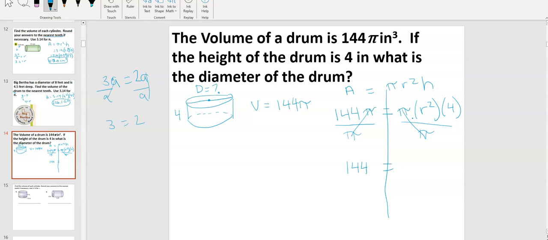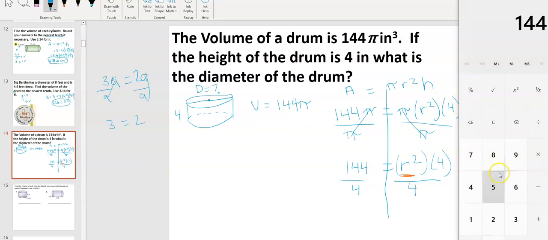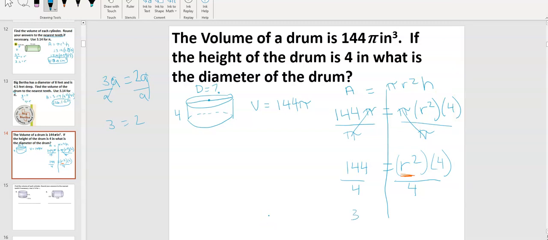So after I divide by pi, I'm going to get 144 equals r squared times 4. I want r all by itself. This is the one I want alone. So I'm going to get rid of the 4. I'm going to divide both sides by 4 so that I can have r squared all by itself. So 144 divided by 4 is 36. So I'm going to have 36 equals r squared, because these guys cancel out.